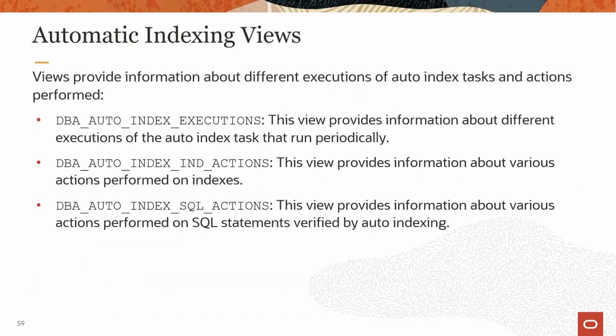There are several data dictionary views at your disposal that provide information about different executions of the auto-indexing tasks and actions performed. You have DBA_AUTO_INDEX_EXECUTIONS, where you can see the different executions of the auto-indexing task that runs periodically. You have DBA_AUTO_INDEX_IND_ACTIONS, which provides information about various actions performed on indexes. And in DBA_AUTO_INDEX_SQL_ACTIONS, you can see the various actions performed on SQL statements that have been verified by this auto-indexing task.